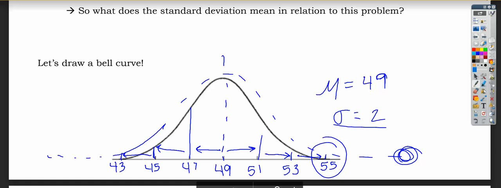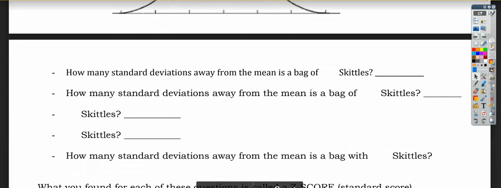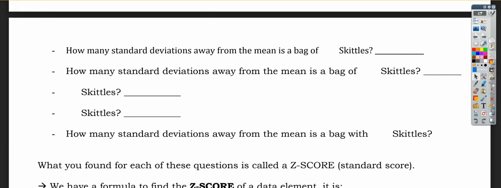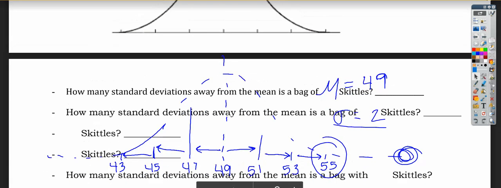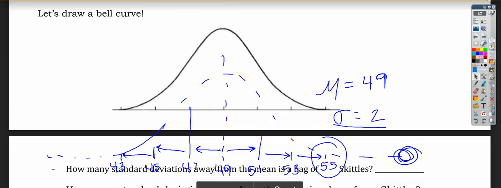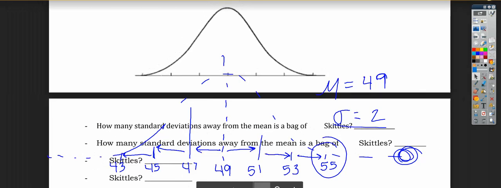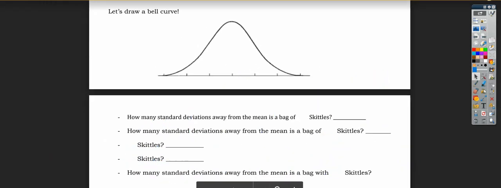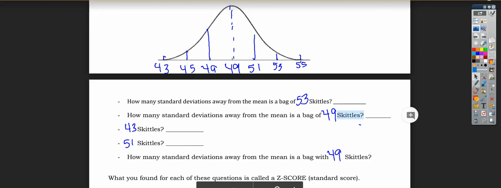So let's go down and look at this next problem. On this one, it says I want to calculate how many standard deviations away from the mean is a bag of Skittles. I'm actually going to undo my erasing, and maybe if I zoom out a little. There we go. So I just went ahead and redrew this so we can see it, and I filled in these questions because obviously every year these numbers are going to change. So it says, how many standard deviations away from the mean is a bag of 53 Skittles?